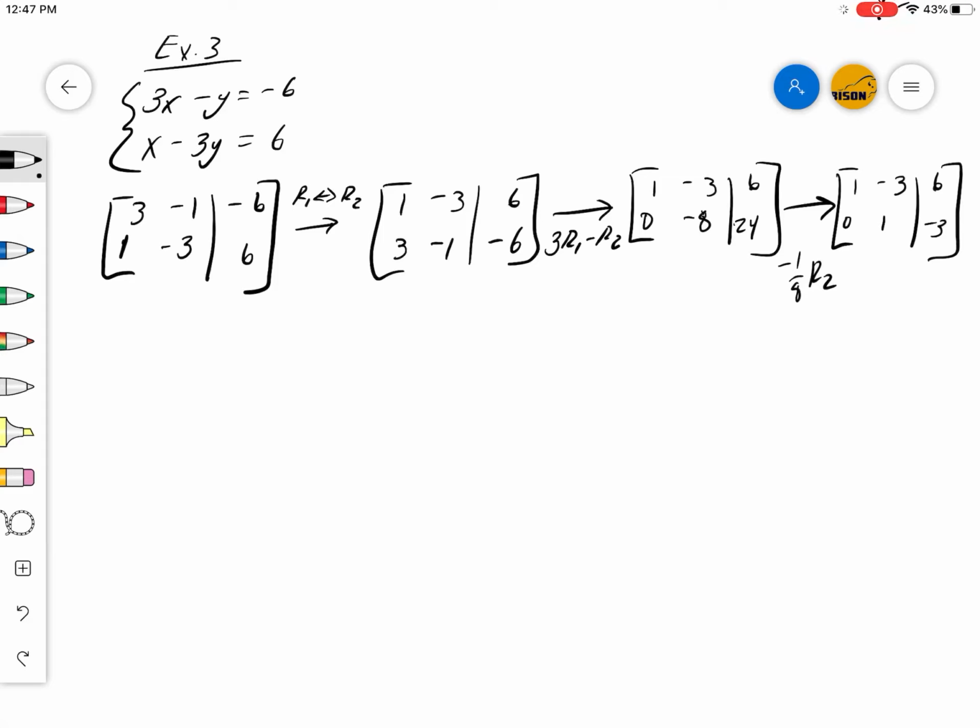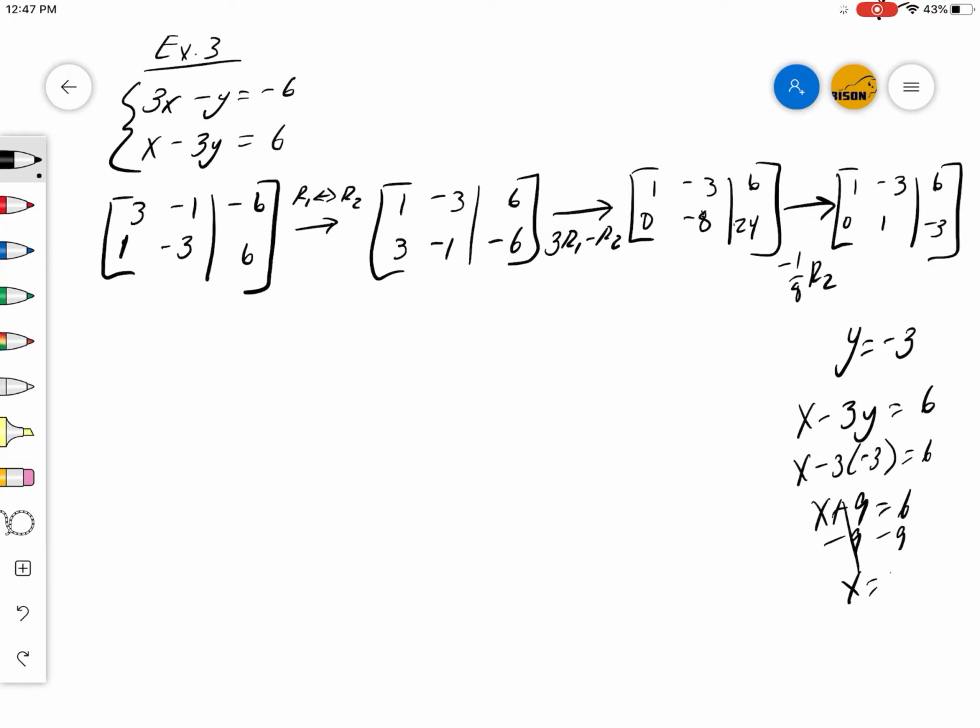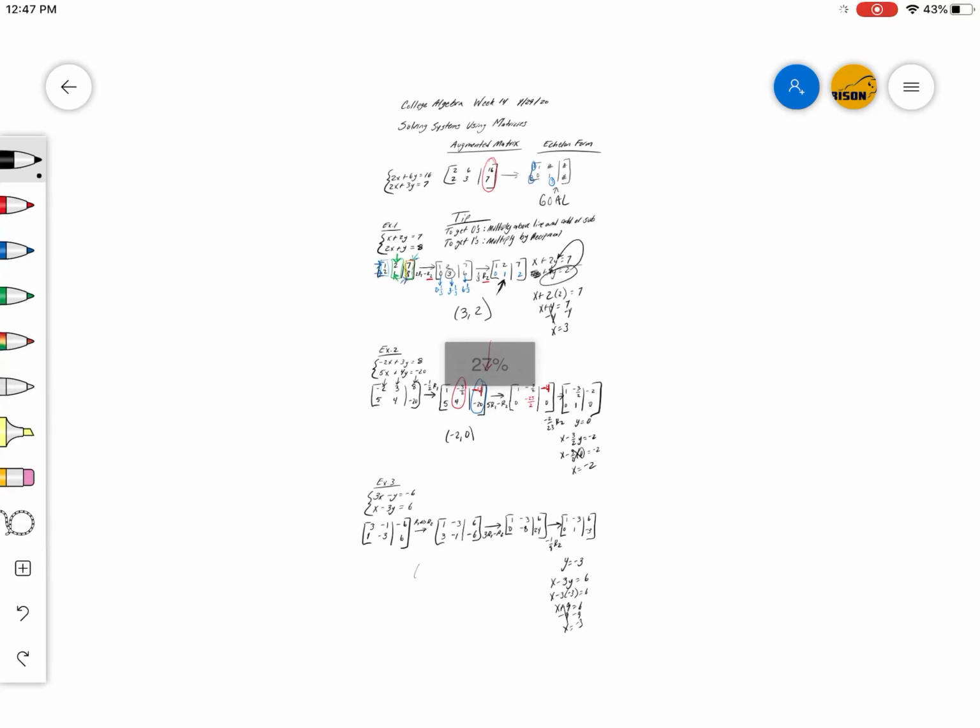Let's output this. The bottom line tells me y equals negative 3. Top line is x minus 3y equals 6. So y is negative 3, so I've got x minus 3 times negative 3 equals 6. That's going to be a 9, right? x plus 9 is 6. Subtract 9. x equals negative 3. So I've got my answers.